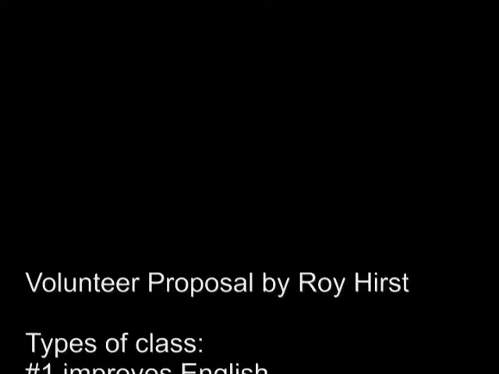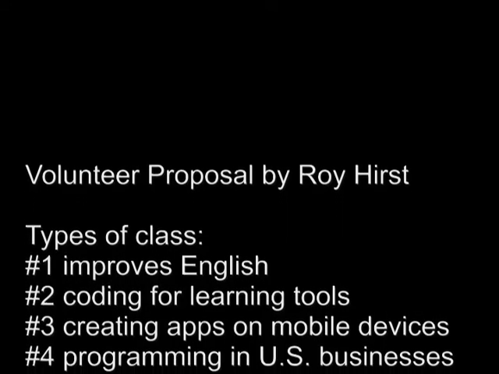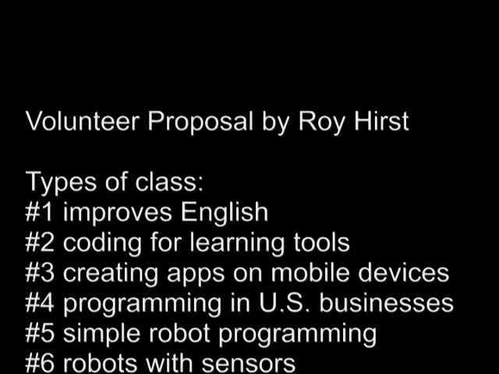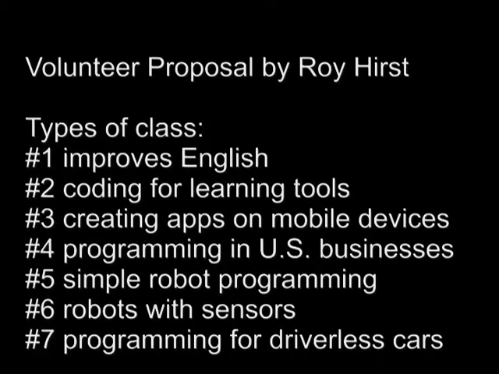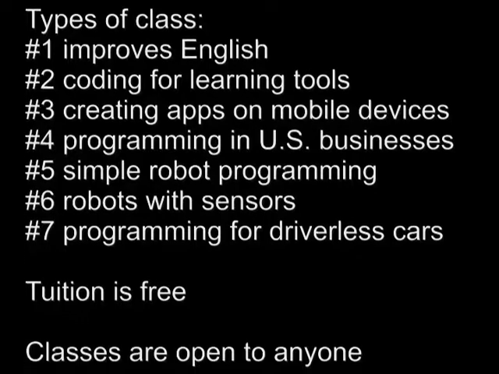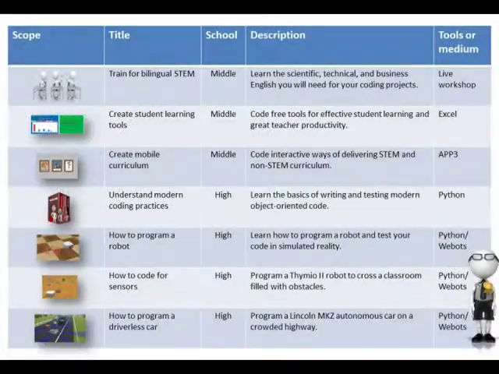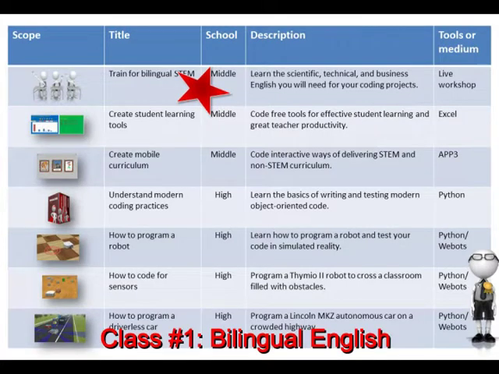I am volunteering to teach 7 types of coding class. Number 1 improves your English. Number 2 and number 3 teach programming for schools and mobile devices. Number 4 teaches how businesses program. And number 5, 6 and 7 teach you how to program robots. Tuition is free. First, learn some of the professional English you will need for your coding projects.